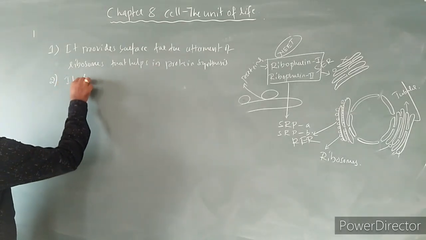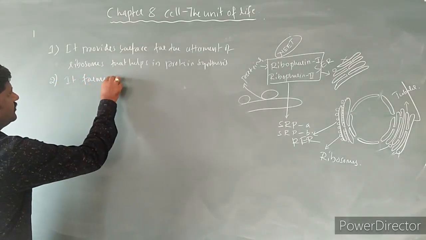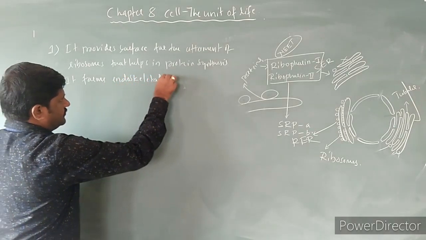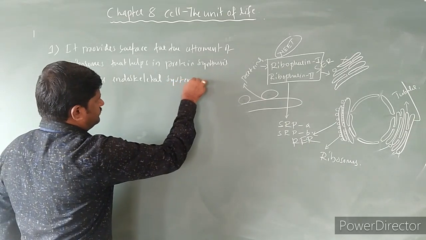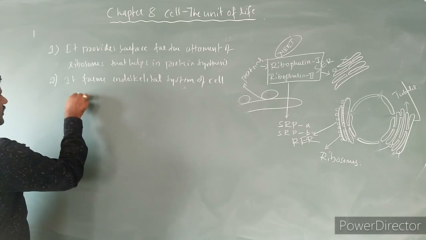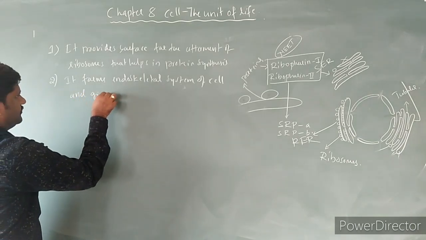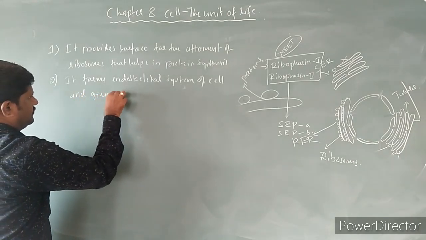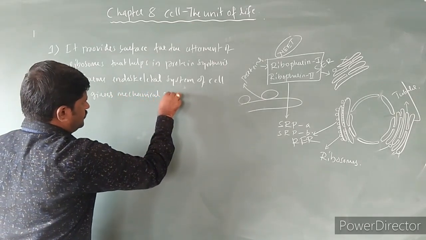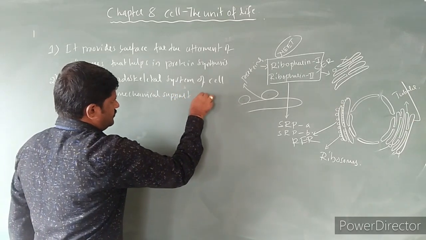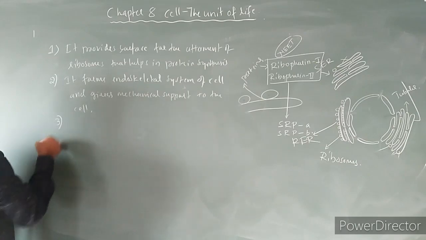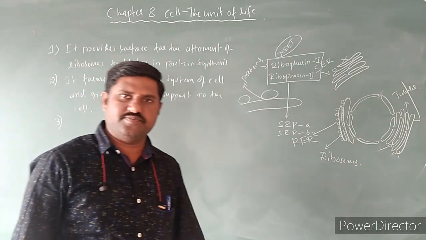It forms the endoskeletal system of the cell and gives mechanical support to the cell. This is the second function of this endoplasmic reticulum.